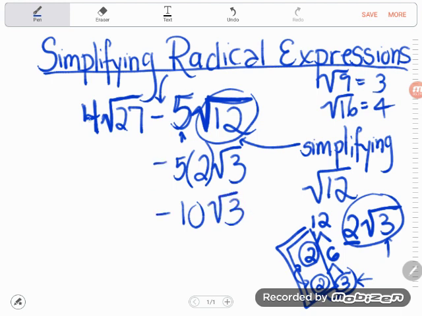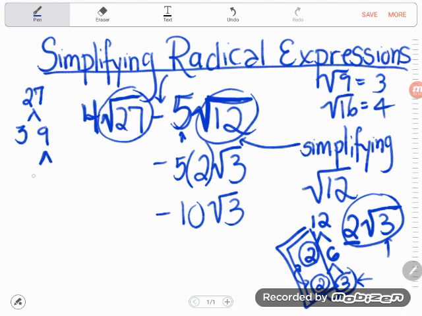Now, let's do the same thing with 27. Again, I can simplify this radical. So I'm going to simplify the radical by pulling it apart to see what it's made of. I know 27 is not a perfect square. You know, 4 times 4 is 16, 5 times 5 is 25, 6 times 6 is 36. So I'm not going to be able to completely square root it, but I can at least simplify it. So 27 is the same as 3 times 9.